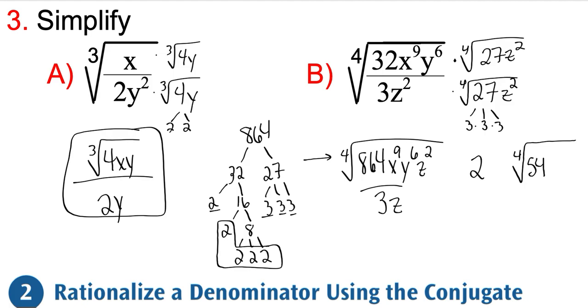And now we go from left to the right with the variables. So how many nice groups of 4 can we get from x to the 9th? 2 of them, and that would take 8, leaving 1 left. How many nice groups from the y to the 6th? Only 1, and that would leave 2 left. And then we can't take any of the z's because there's not enough. So the z squared stays there. And then in the bottom, we just had that 3z.